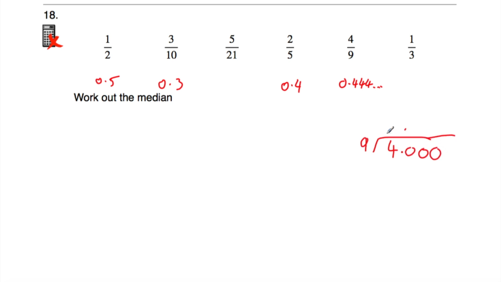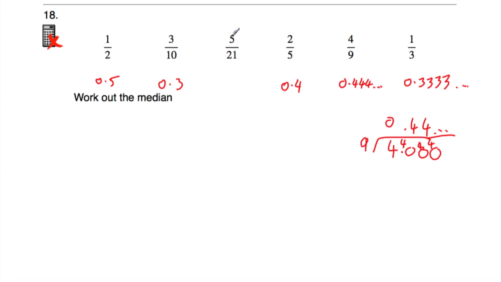And how many 9s go into 4? That's 0, remainder 4. How many 9s go into 40? That would be 4, because 4 9s is 36, remainder 4. How many 9s go into 40? 4, remainder 4, and so on. So that's 0.4 recurring, or 0.44444, and so on. A third, you should know that one off by heart. That's 0.3333, and so on. So the only one left is our 5/21.